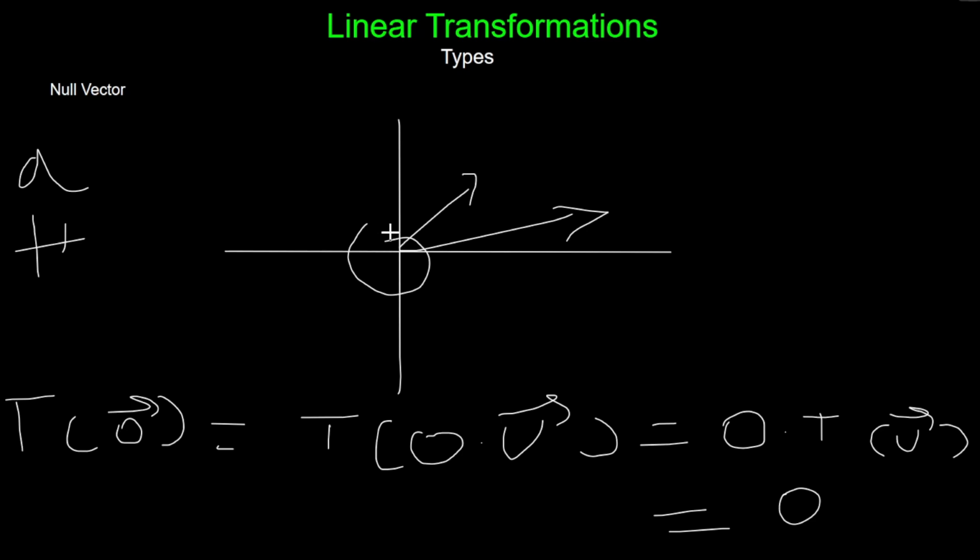This preservation of the origin, which in the 2D plane is 0 comma 0, is crucial because it ensures that the transformation maps the vector space onto itself in a way that respects its structure. If the 0 vector were moved somewhere else during a transformation, then it would no longer be linear.